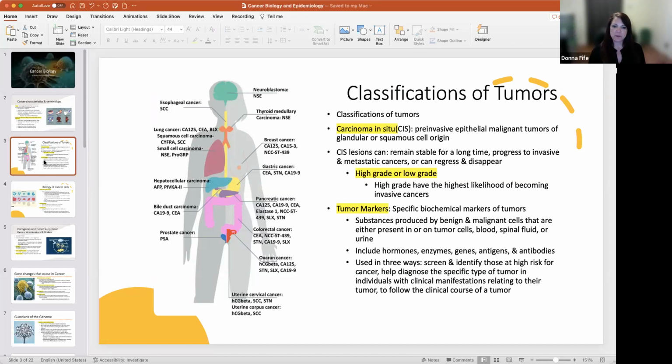There's tumor markers, which are specific biochemical markers of tumors, substances produced by benign and malignant cells that are either present in or on tumor cells, blood, spinal fluid, or urine. This includes hormones, enzymes, genes, antigens, and antibodies. And these are used in three ways: to screen and identify those at high risk for cancer, help diagnose the specific type of tumor in individuals with clinical manifestations relating to their tumor, and to follow the clinical course of a tumor.